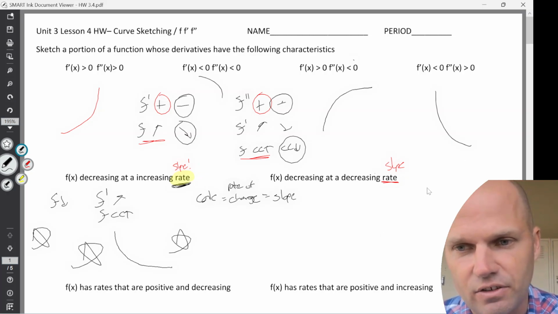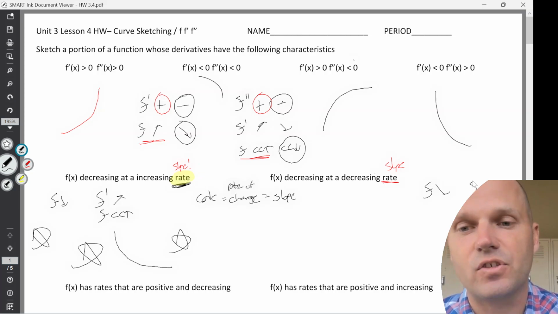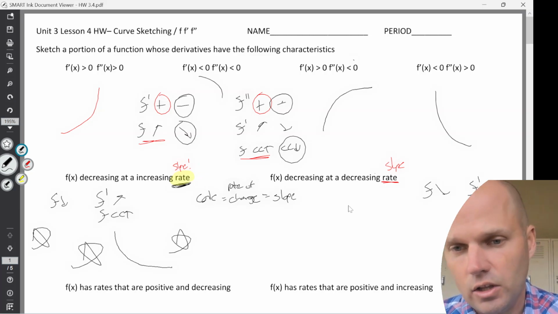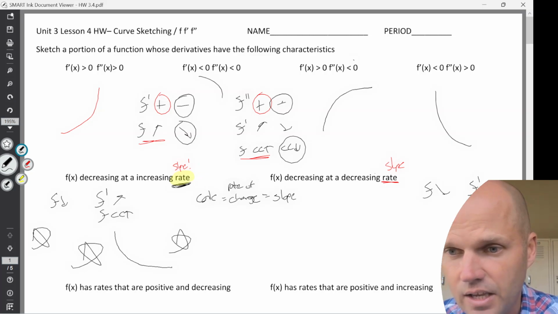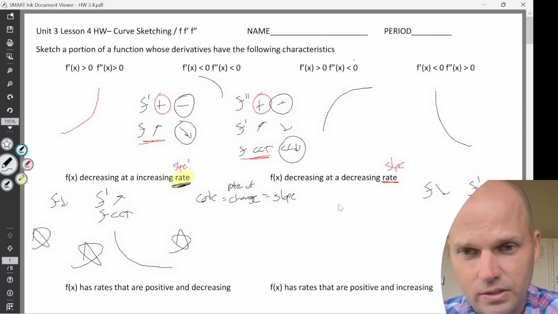Decreasing at a decreasing rate. If f is going down and f's rates are going down, a lot of people think it's that. No, decreasing at a decreasing rate is actually decreasing concave down, which actually looks like this.